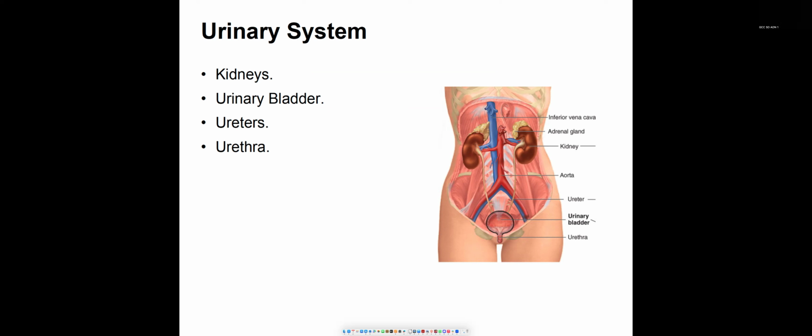The ureter, you have two of them. These tubes extend from the kidneys to the urinary bladder. Their primary function is to transport urine from the kidneys to the bladder.